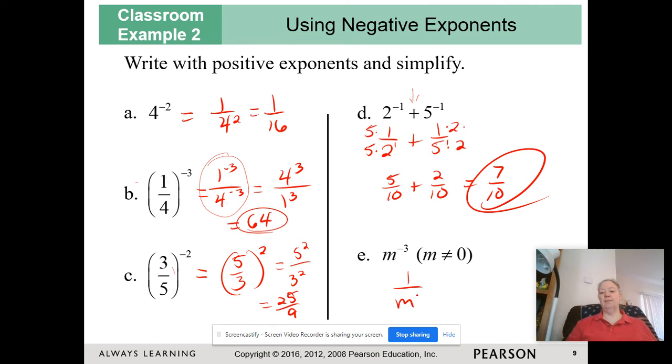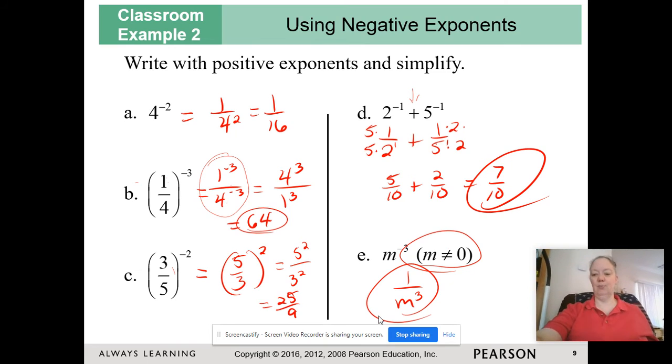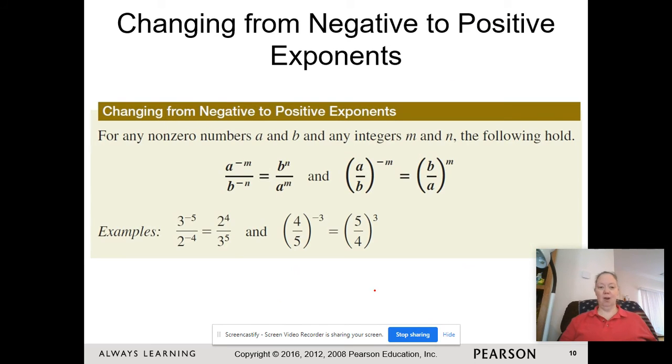1 over m to the 3rd. Now, students see this and think they have to do something with it. You don't. This is just telling you that you will not end up with 0 in the denominator, which you know is not allowed. We can't have 0 in the denominator. So this is just saying you don't have to worry about that. You don't have to actually do anything with it. All right.